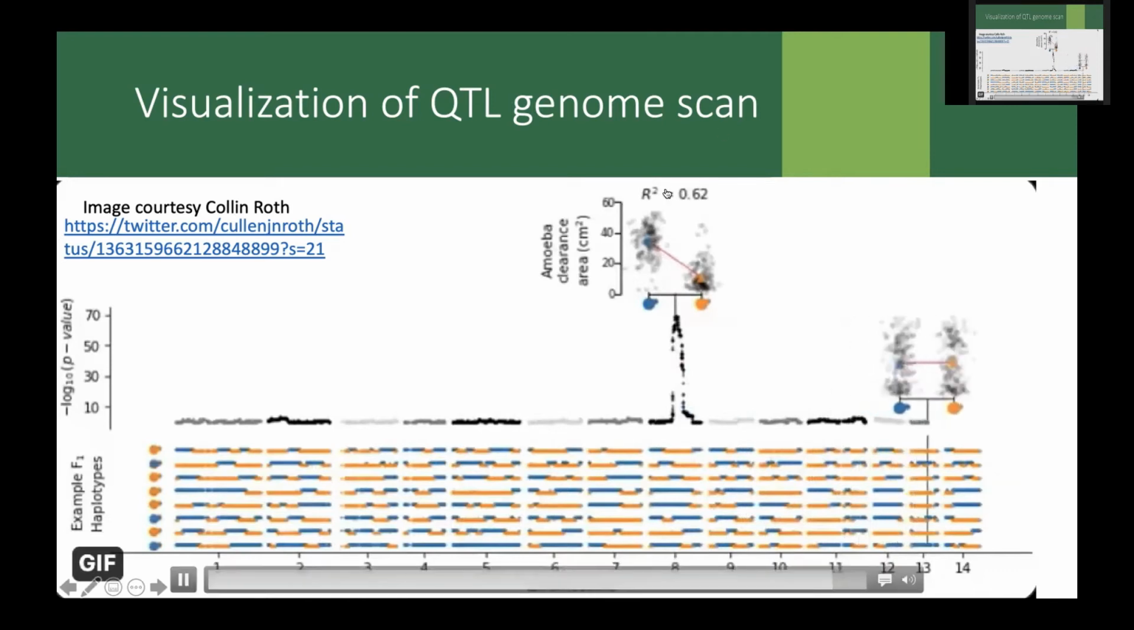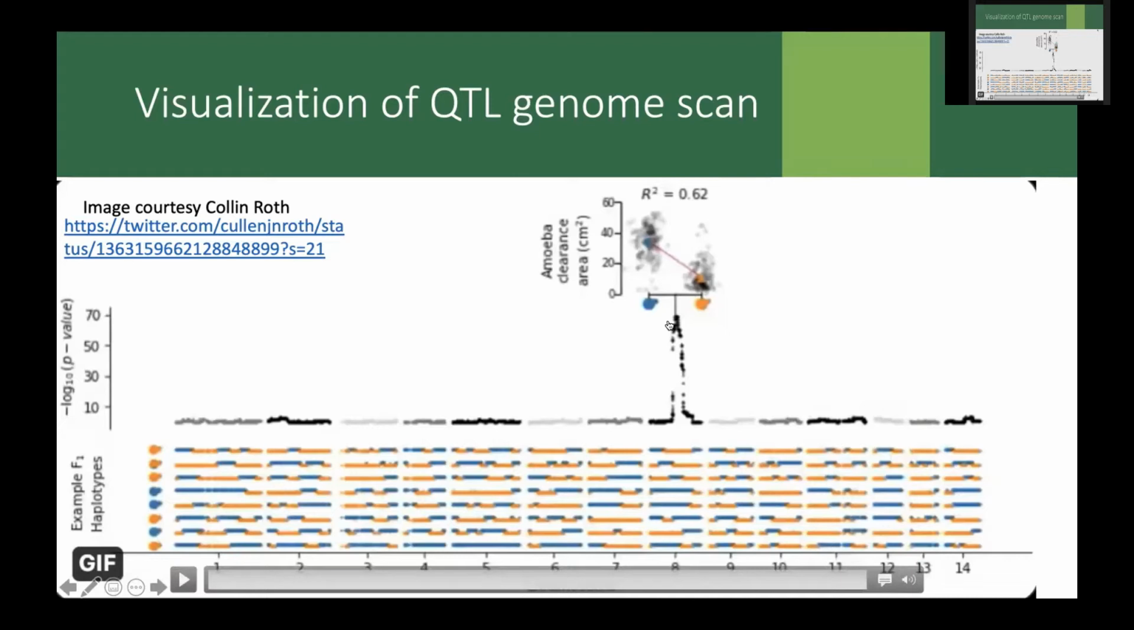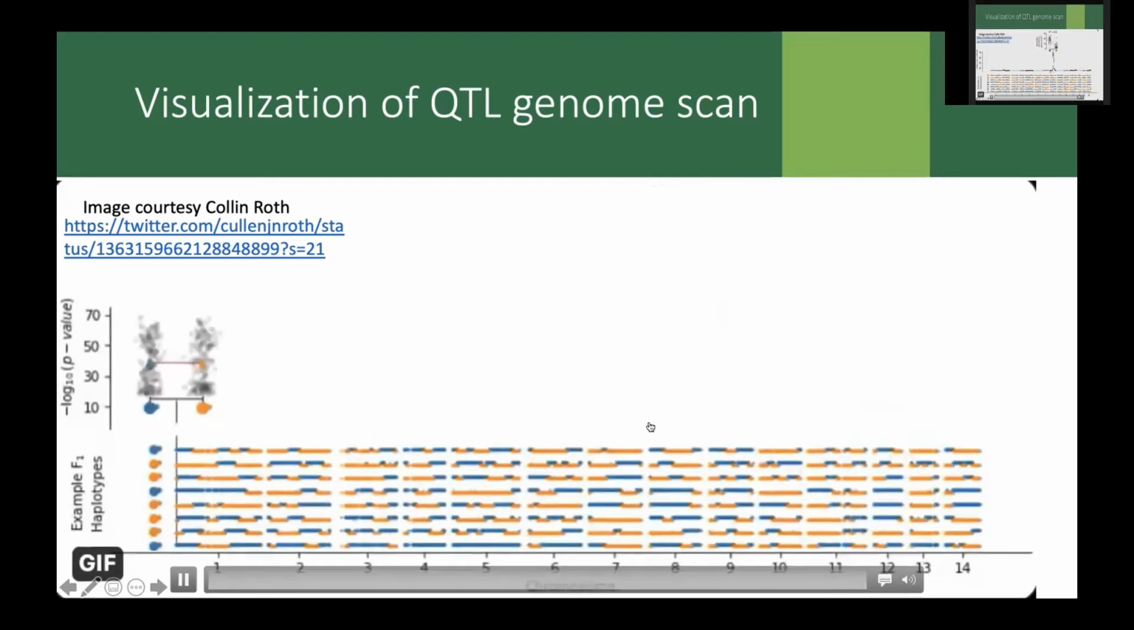And you can calculate an R-squared if you want, but the point is that there's a difference in your phenotype if you have the blue sequence or the orange sequence. And that is what results in this peak in the LOD score. So here we just found one peak. So we just have to look in this region for genes of interest.